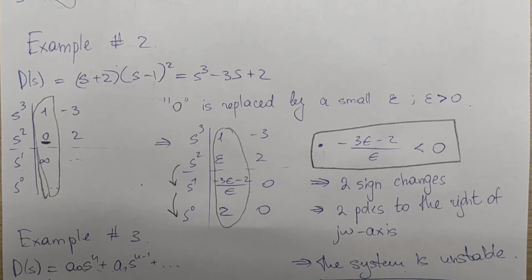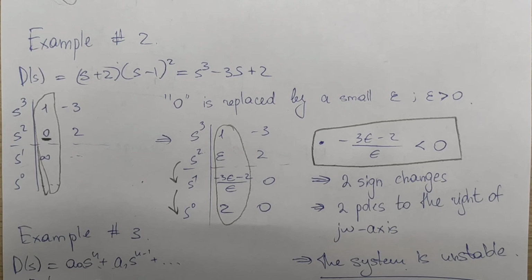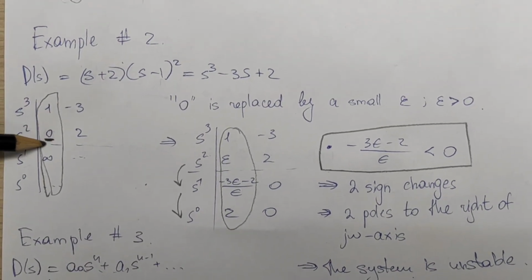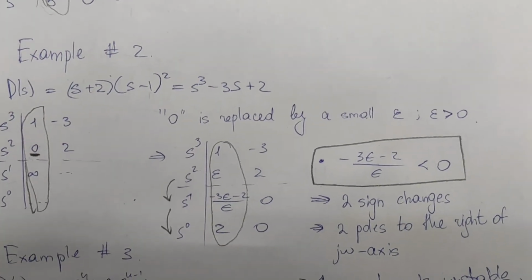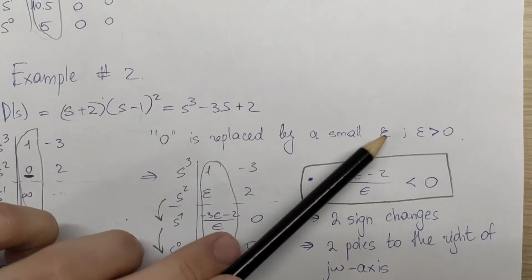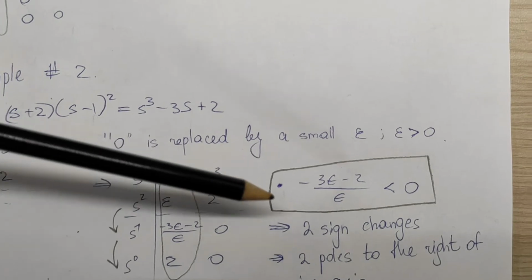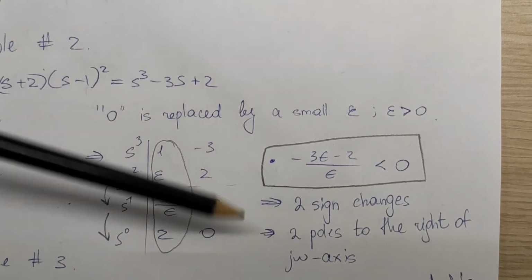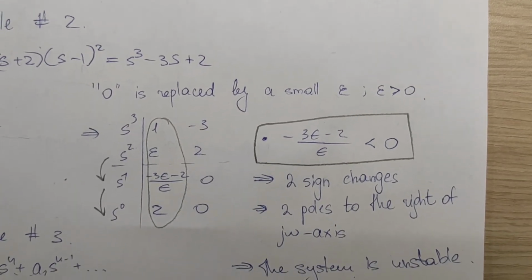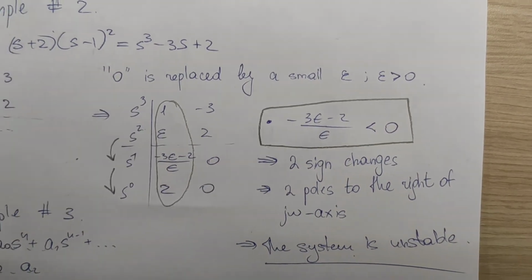Here we encounter one of the two difficulties of the Routh-Hurwitz Criterion. Here we see 0 in the first column of the Routh array. In order to handle this, we replace 0 by a small positive epsilon. After such a replacement, we end up with two sign changes, that is, two poles to the right of the j omega axis. This means that the system is unstable.